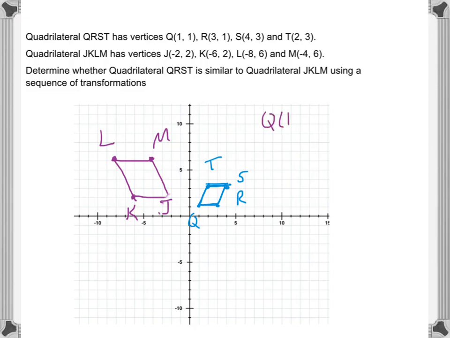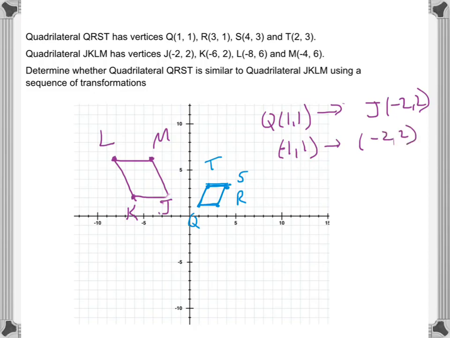So let's just take one of these points, like Q (1, 1). It would appear that J might be the image of Q under a series of transformations. So J is (-2, 2). Now again, what can I do to Q in order to get to J? So it looks like it's been reflected over the y-axis. So let's see if we do that. That would be (-1, 1). And then you know what? It's probably followed by a dilation of 2, which gets you the (-2, 2) that you need.